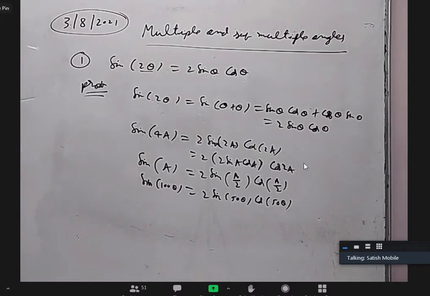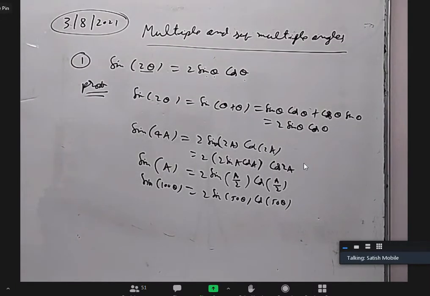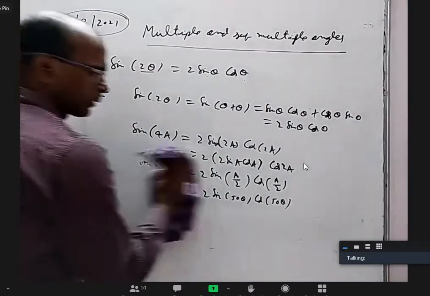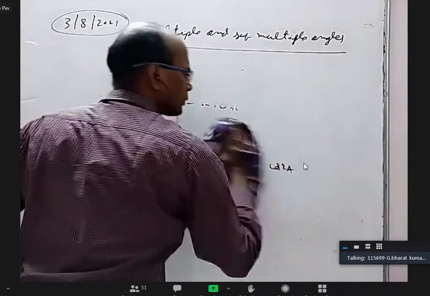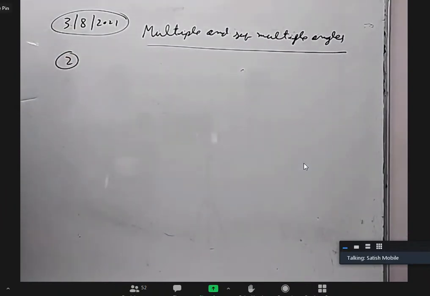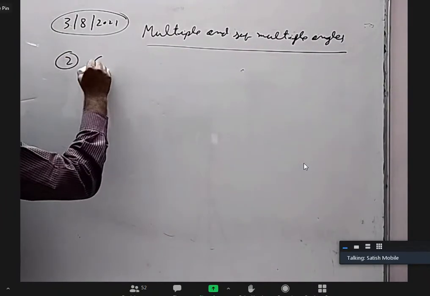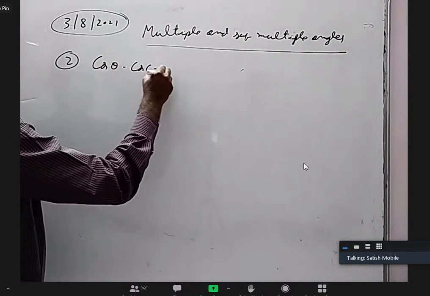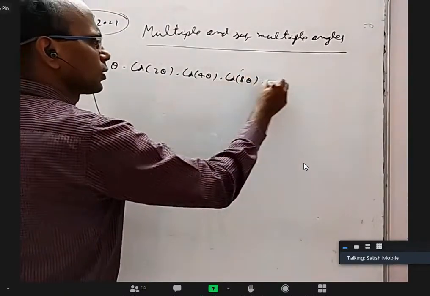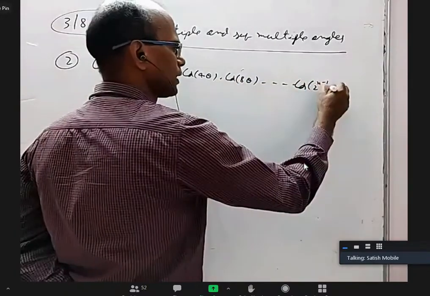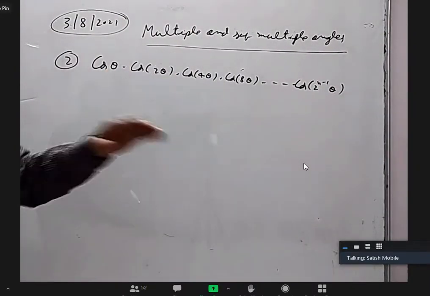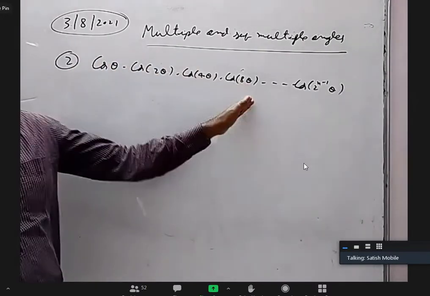Okay. Similarly, try to derive the cos 2 theta formula. Anyway, before cos 2 theta, I want to write one more formula. Okay, listen. We'll come across this many times. Something like cos theta into cos 2 theta into cos 4 theta into cos 8 theta, and so on, up to cos 2 power n minus 1 theta. You will find a lot of angles. You may find 2 pi by 7, 4 pi by 7, 8 pi by 7, something like that.